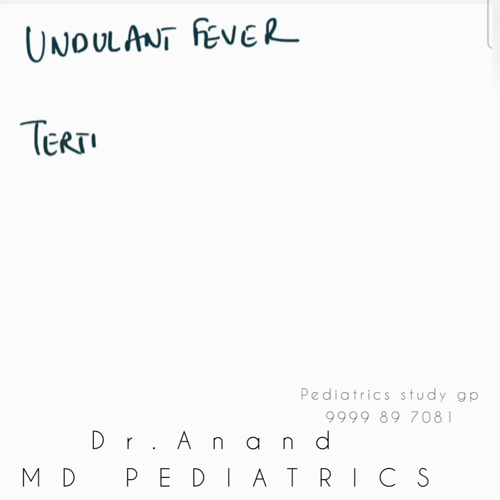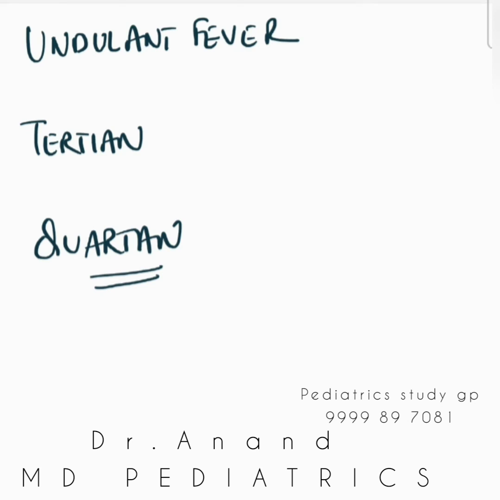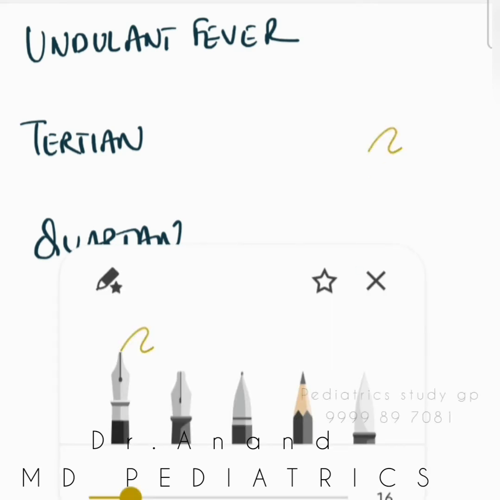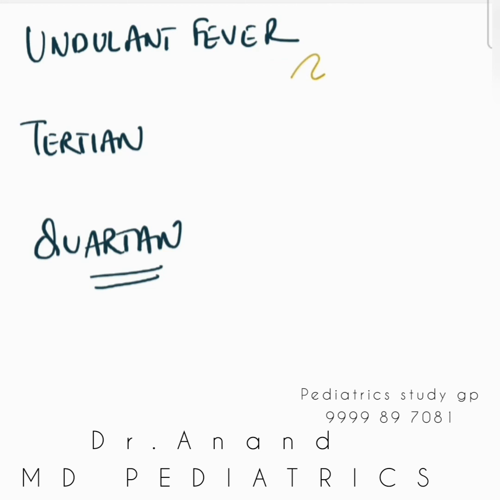And then we have something known as tertian fever. Okay, and then we have quartan fever. Okay, this covers a lot of types of fever. Undulant fever will be like a wave. Okay, fever rises like a wave. Undulant fever, the fever rises like a wave.